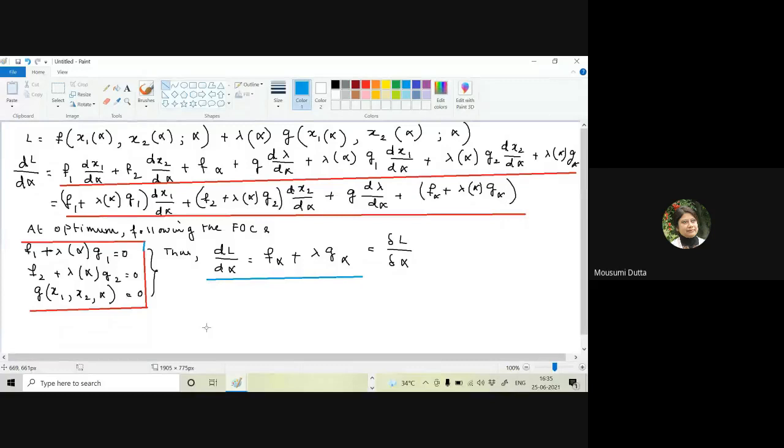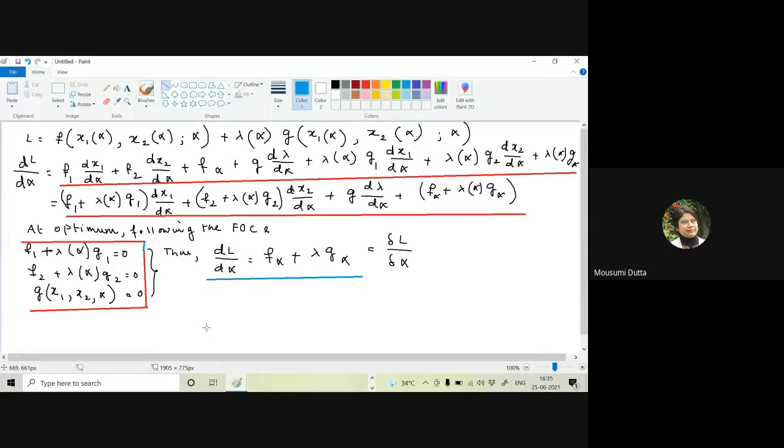So is this equation okay to all of you? Are you understanding? dL by d alpha is equal to f alpha plus lambda g alpha. Yes, ma'am. Very good. So could you complete up to this? Yes, ma'am. Okay. Next, we will consider the value function.